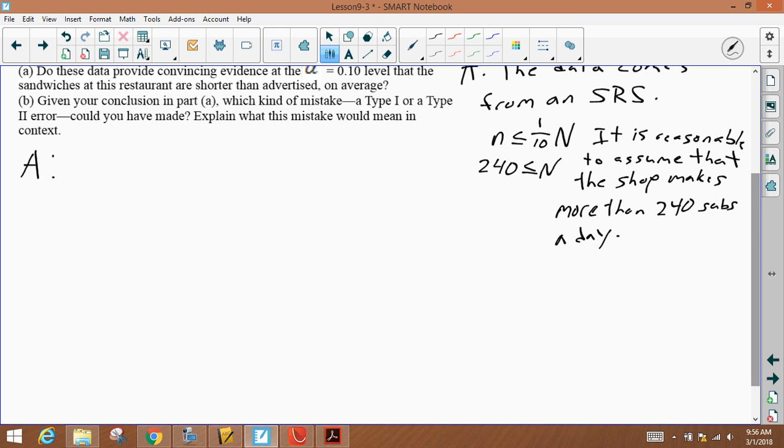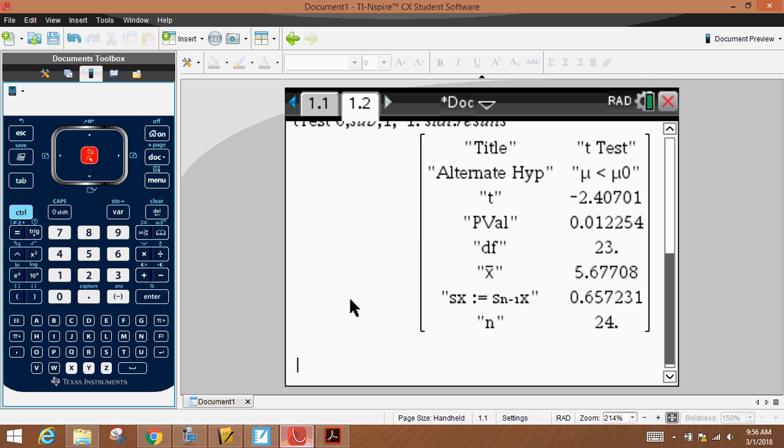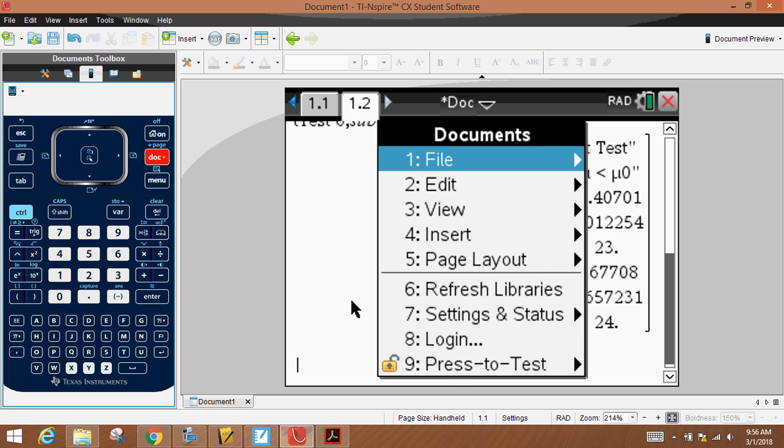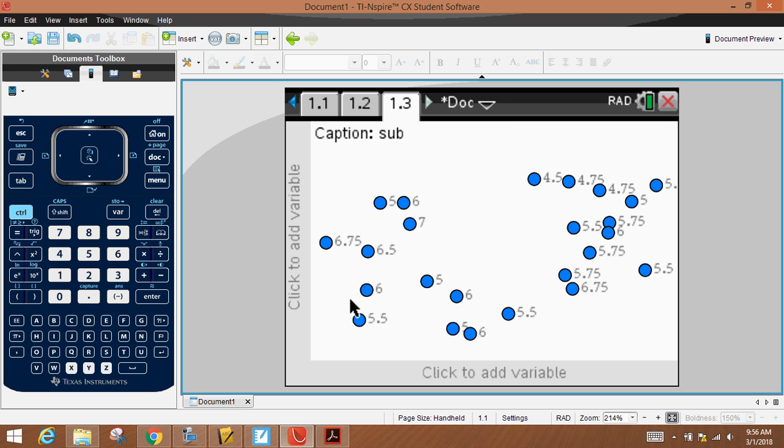Is it normal? Well, unfortunately, n is not greater than or equal to 30, right? In fact, n is equal to 24. So we can't just assume normality based on the sample size. We're going to have to actually look at the data. So let's go ahead and use our handy-dandy calculator to do that. We are going to have to insert a data and statistics page, right? We're going to have to look at a graph.